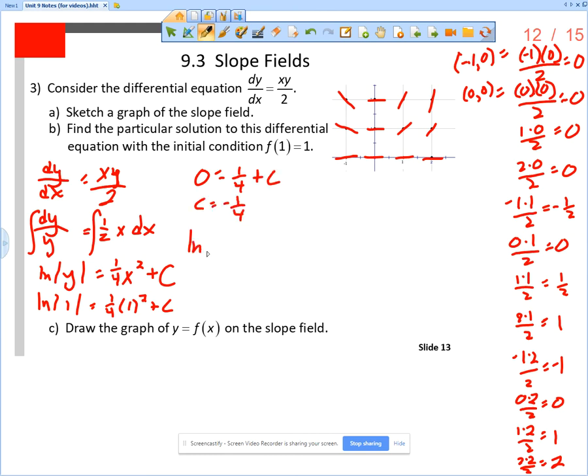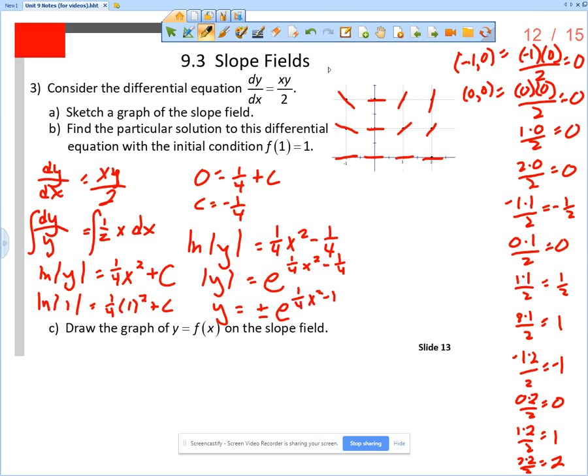All right, so now I get the natural log of the absolute value of y equals 1 fourth x squared minus 1 fourth. And so I want to get rid of the natural log. So the absolute value of y equals e to that whole thing, 1 fourth x squared minus 1 fourth, right? And then I get rid of the absolute value. So y equals plus or minus e to the 1 fourth x squared minus 1 fourth. Now, it's important to remember that the 1 fourth x squared minus 1 fourth is all in the power, right? And so you have to remember that you can't just arbitrarily get rid of that minus 1 fourth here.